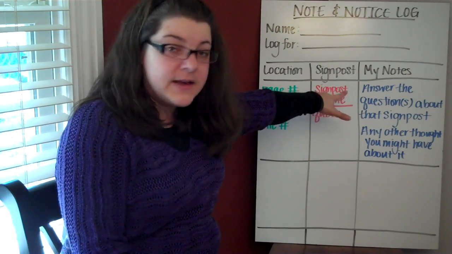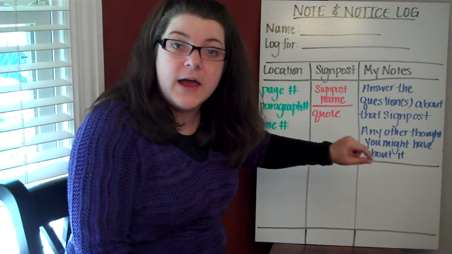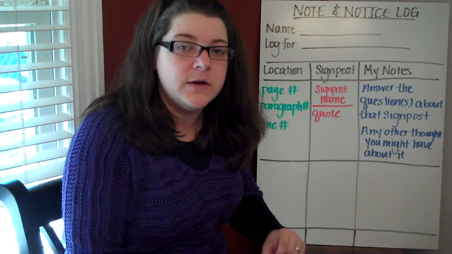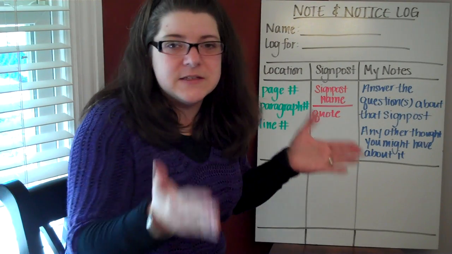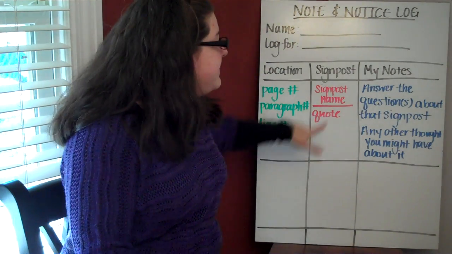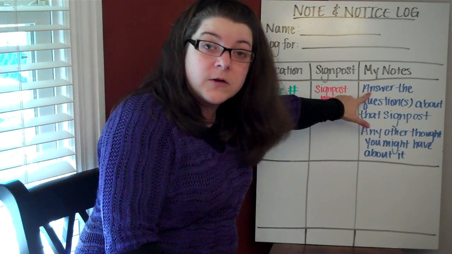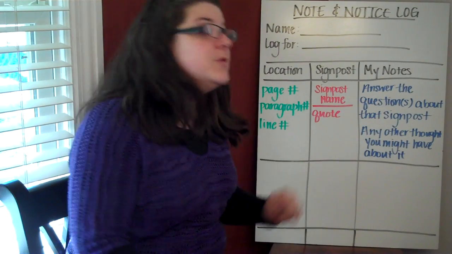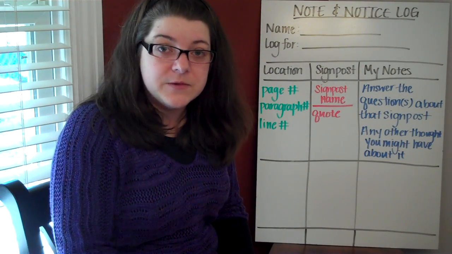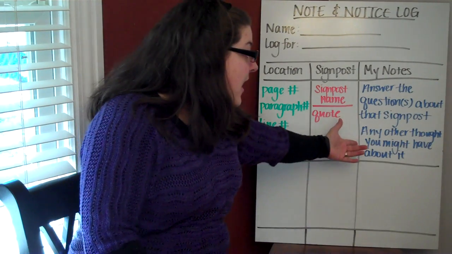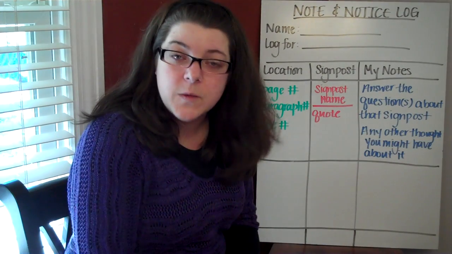So you'll write that name here, and then underneath it you'll write the quote. You'll actually write at least part of it so that you can go back and find it later. It doesn't have to be the whole thing, but at least the first maybe 5 words. Okay? Then you're going to make notes. Your notes are going to be your answers to the questions that were with the signposts. And then any other thoughts that you might have about it, you can write there as well.